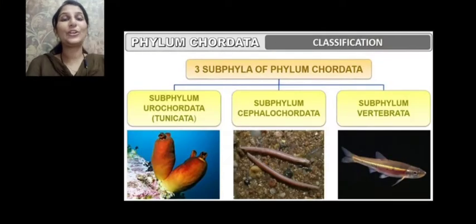The phylum Chordata can be divided into three subphyla. What are the three subphyla? They are Urochordata, Cephalochordata, and Vertebrata. I repeat, three subphyla are present under phylum Chordata. The subphyla are subphylum Urochordata, subphylum Cephalochordata, and last subphylum Vertebrata.